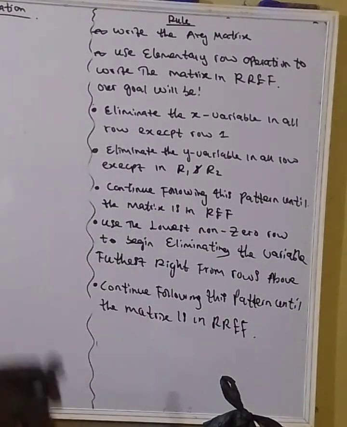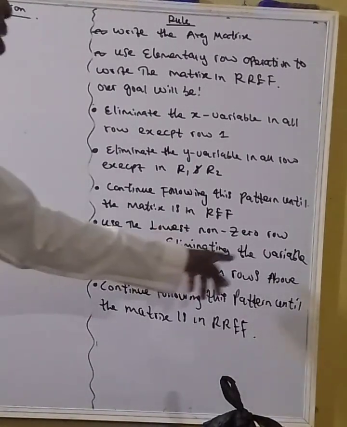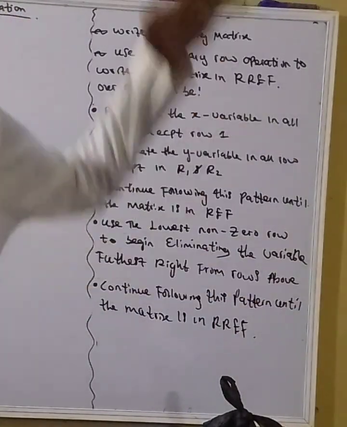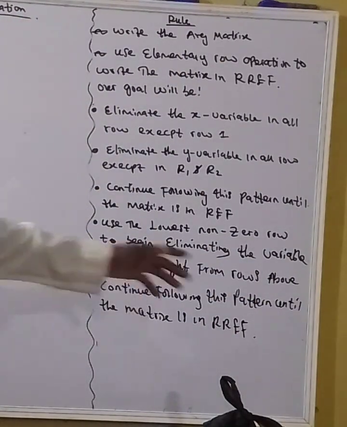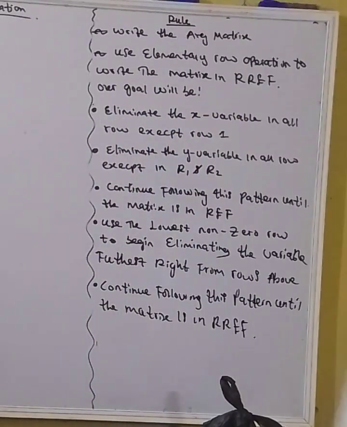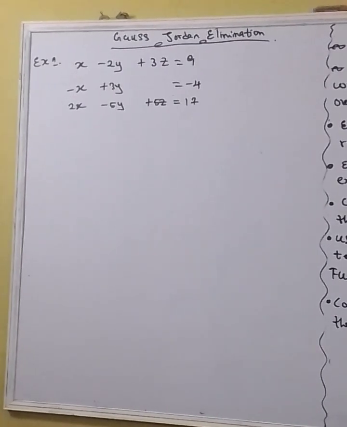You get what I'm saying? A row that is lower, something like that, but not a 0 row. So you begin eliminating the variable further right from the rows that are above. Now the last thing is that you continue following this pattern until you get to the reduced row echelon form. That's the last step. Like I said, if you have doubt about what reduced row echelon form is, go and check my videos. I've explained those already.